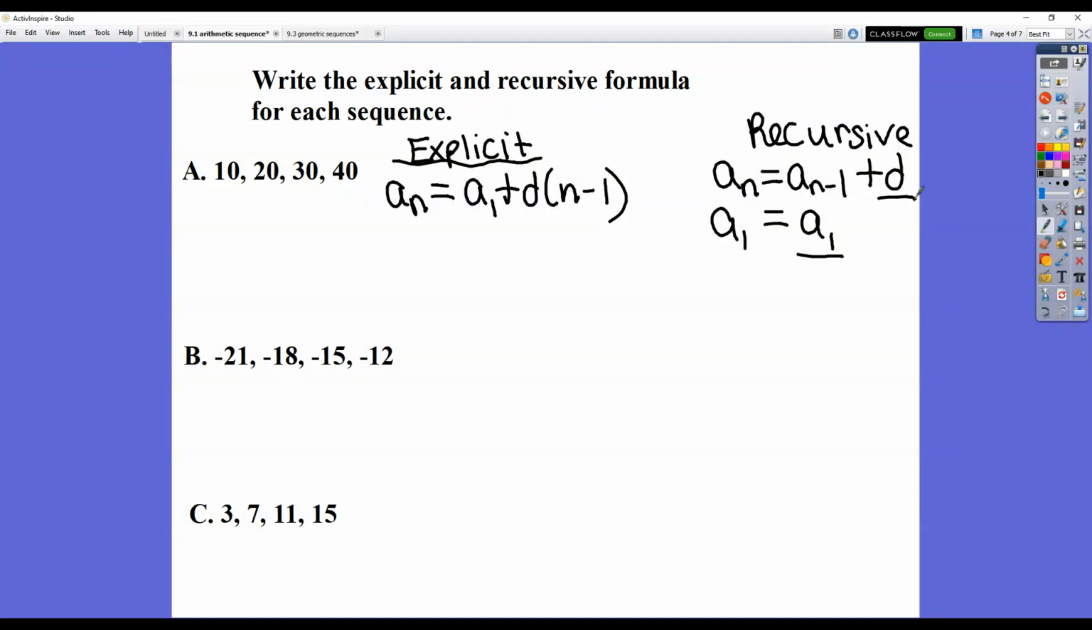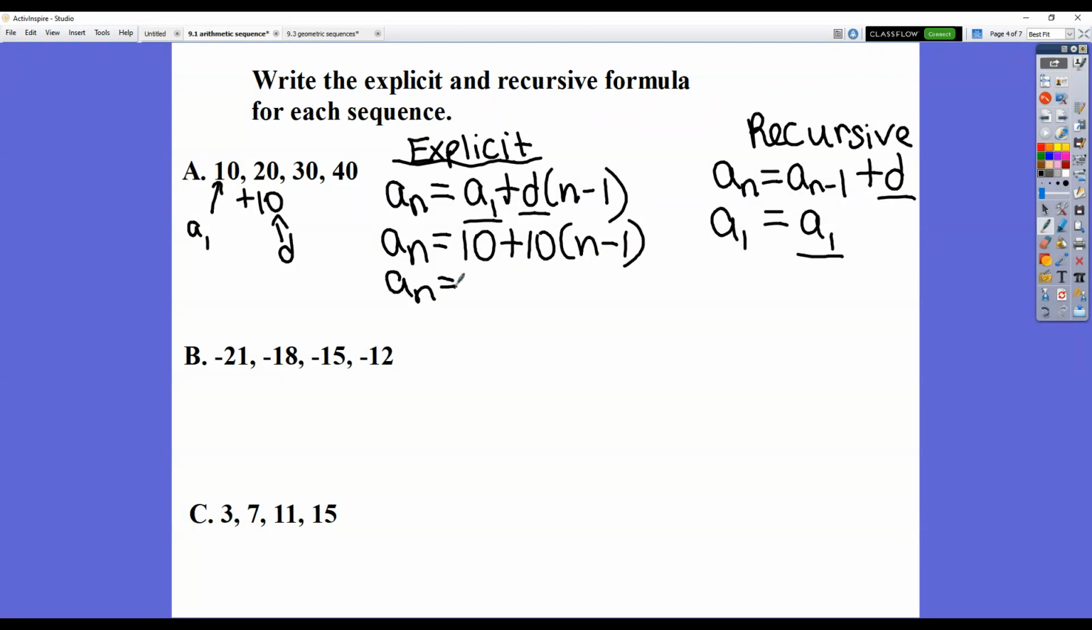So I'm going to underline where we plug in numbers. We always plug in whatever a sub 1 is and d. So a sub 1 is 10. D is also 10. So then we plug this in. A sub n equals 10 plus 10 times n minus 1. Okay, let's go ahead and distribute. And then this simplifies, because these would cancel out, it would just be 10n.